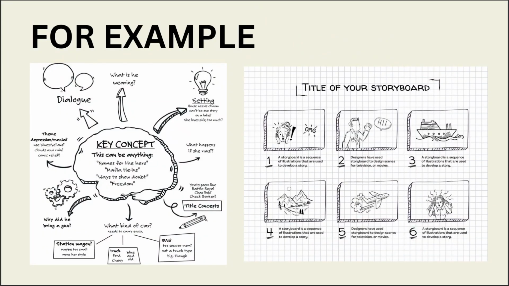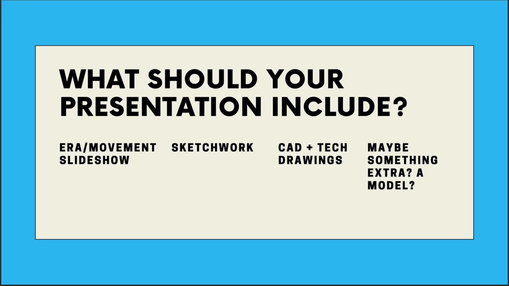So for example, you've got a brainstorm on the left there, so you can be going, what am I going to do? What's it going to look like? Maybe you want a little storyboard of your slides and what each slide's going to be sort of saying, that sort of thing. So what you're going to have in your presentation is your error movement slideshow, your sketch work, your CAD and tech drawings if you have them, and maybe something extra.